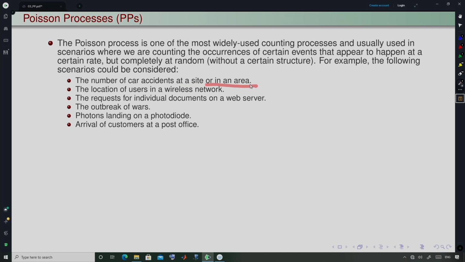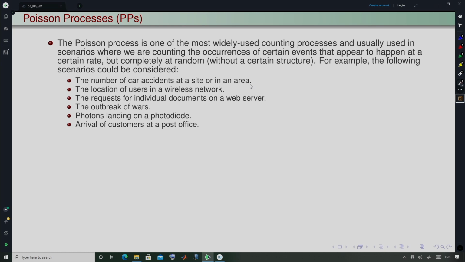Suppose you are looking at a particular stretch of a road and the number of car accidents in that whole area, or in a particular spot. The whole stretch could be considered as one site, and then you could think about how many accidents can happen. For example, you may think that there are 2 accidents per day on average, based upon the last 1 year of data.